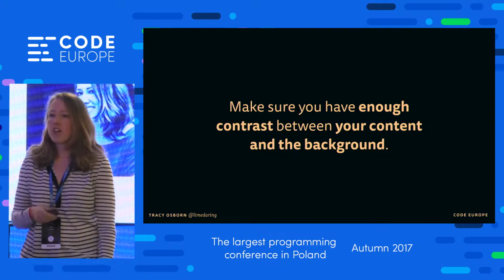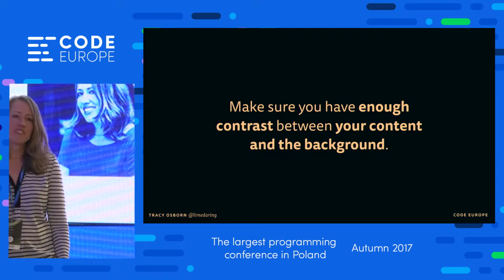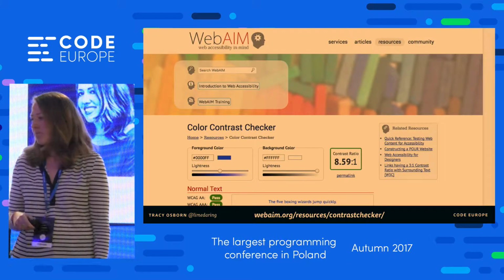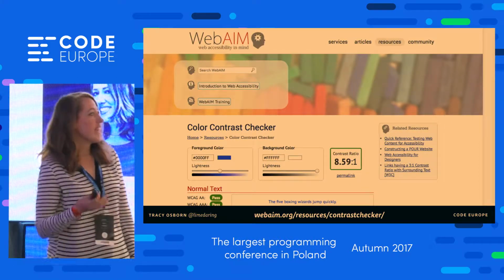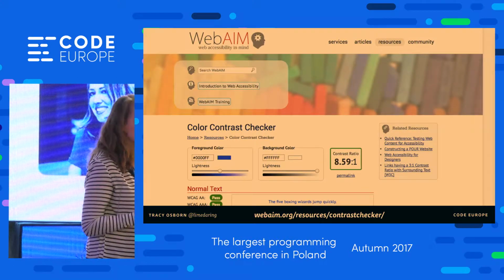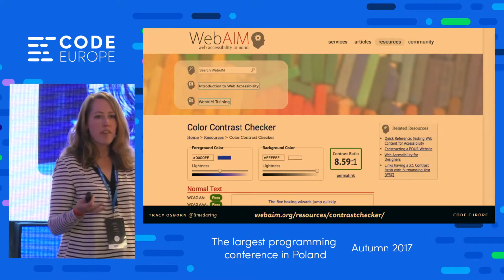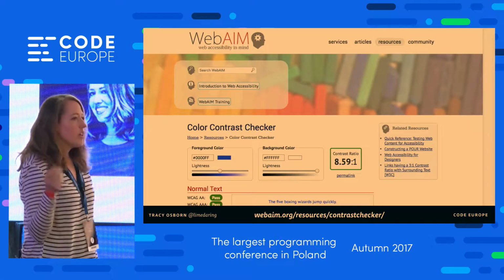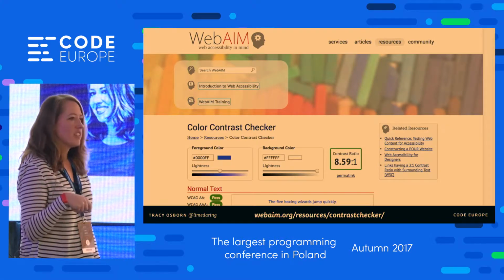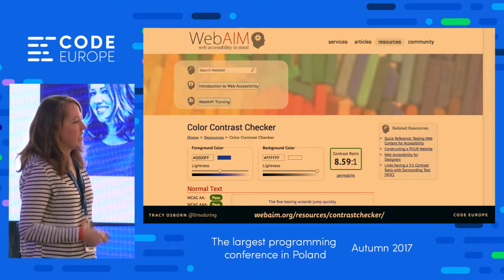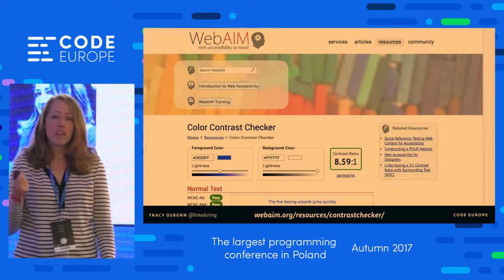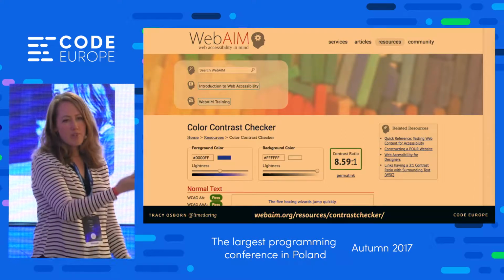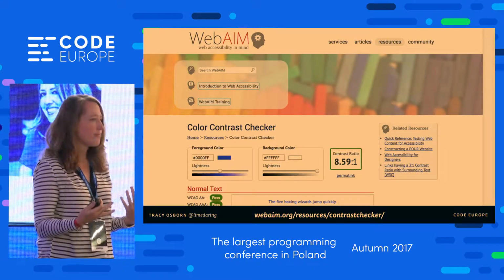Make sure you have enough contrast between your content and the background, because your content is the thing you want people to actually read. So there's some resources that you can use to help check whether you have enough contrast. So for the UI Patterns website, if they put in their text color and their background color, it would hopefully be able to tell them that they are not using enough contrast in their text color to provide an adequate contrast for someone to read.